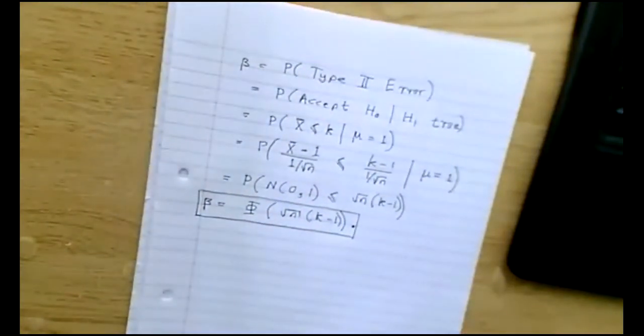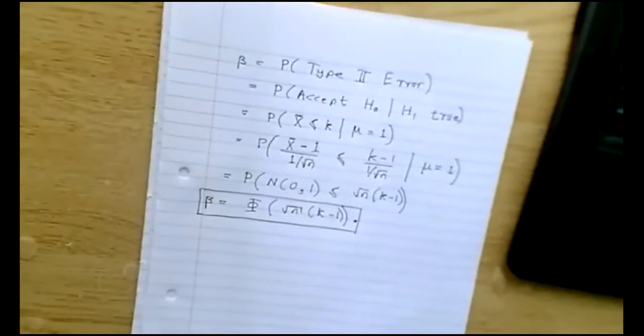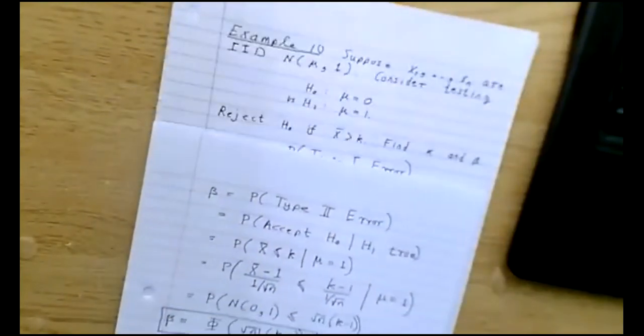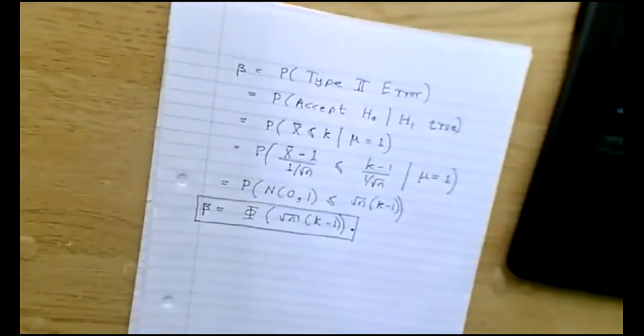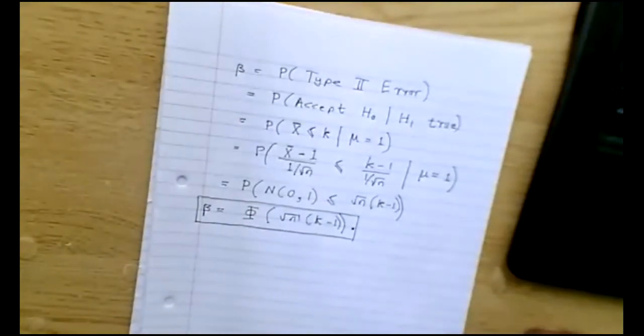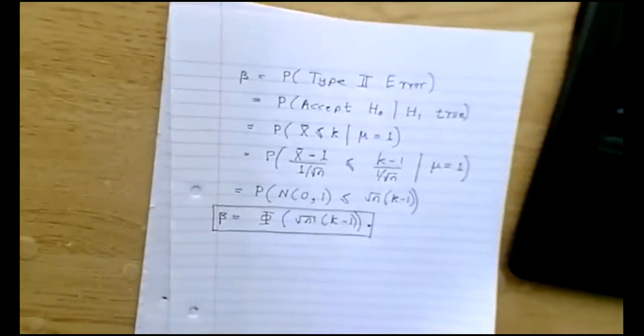So this is the value for beta. Okay, guys, so this answers example 10. Is there anything that is not clear to you in this example I did? Everything okay? Okay, thank you. So just on example 10, if it's not clear, just feel free to say so, okay?